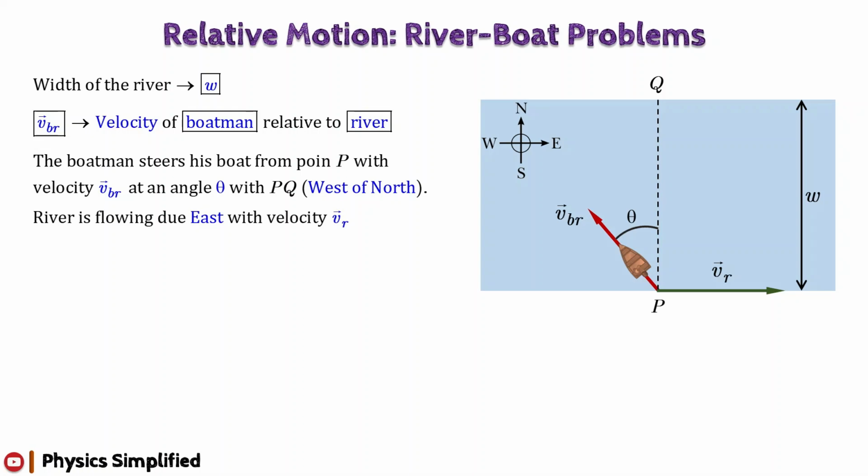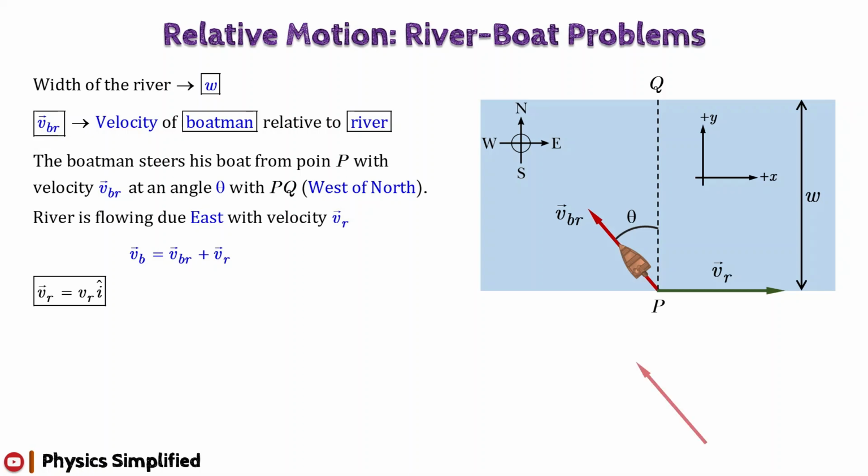We know that the absolute velocity of the boatman is obtained from the vector sum of the velocity of the boatman relative to the river and the absolute velocity of the river. So, the absolute velocity of the boatman is given by vector v suffix b is equal to vector v suffix br plus vector v suffix r. Considering the positive x-axis towards east and the positive y-axis towards north, we can express the absolute velocity of the river as vector v suffix r is equal to v suffix r i hat.